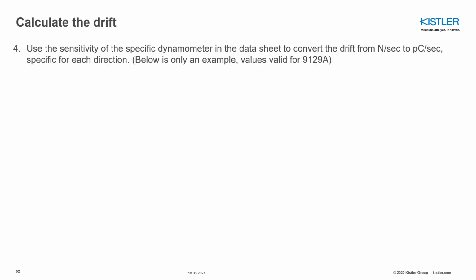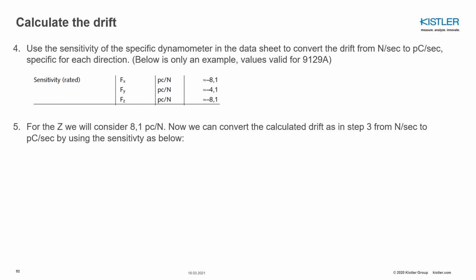And later on we continue by looking to the sensitivity of that specific dynamometer in the data sheets, so that we can convert the drift that we calculate in the plot from Newton per second to picocoulomb per second. Below is an example for 9129. As you can see, it is given in picocoulomb per Newton, in this case the sensitivity. So what we do is actually that we multiply the drift that we calculated from the plot times the sensitivity in order to find out it in terms of picocoulomb per second.